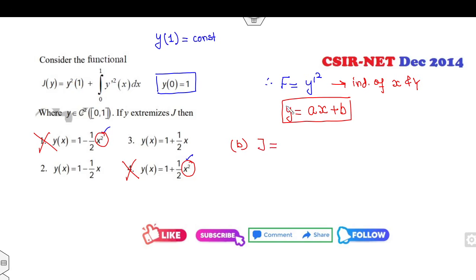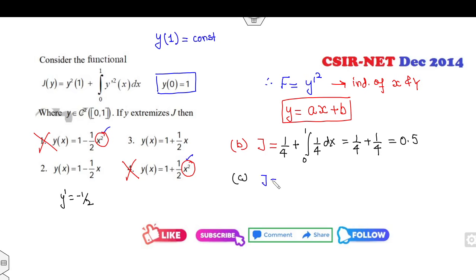What is the value of J? What is the value of y1? Half. Half square is 1 over 4 plus integration. What is the value of y dash? y dash is minus half. If you substitute, it's plus 1 by 4. So what is the integration of this? It's 1 over 4 plus 1 over 4, that is 0.5.